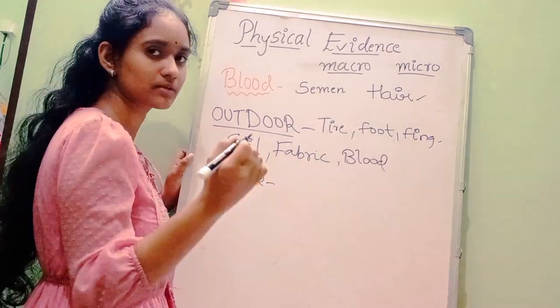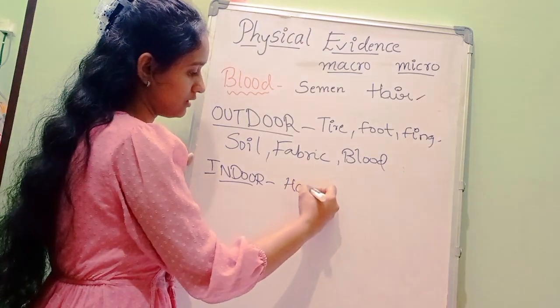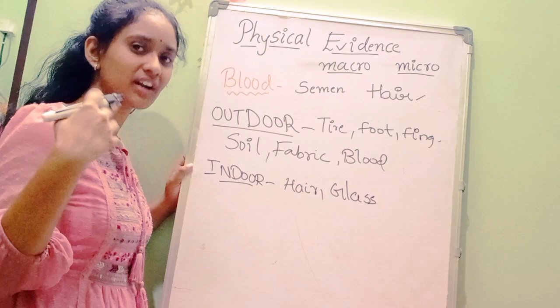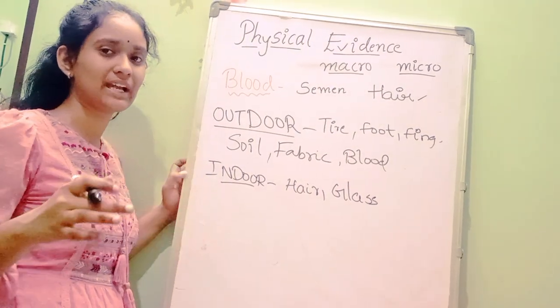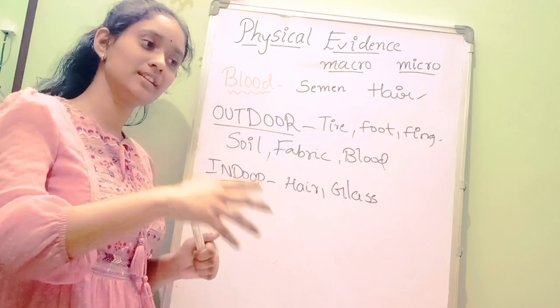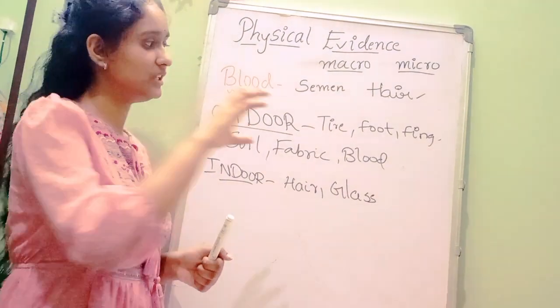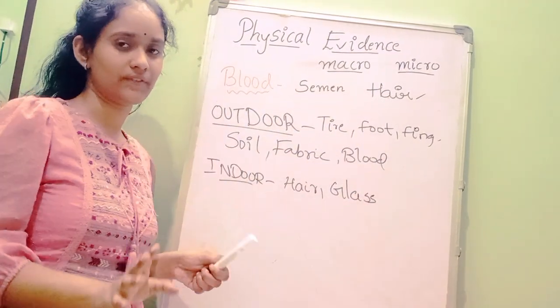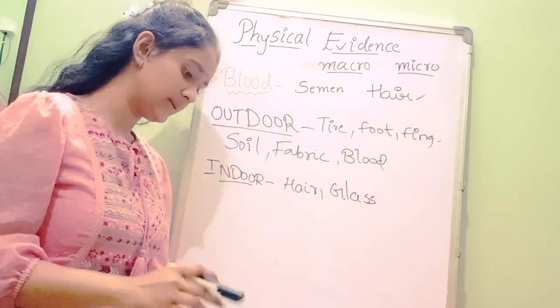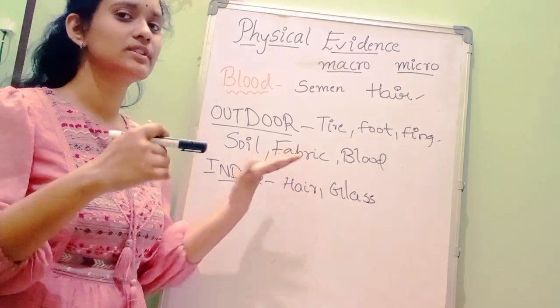scenes you can see small types of hair, glass pieces. Mostly both are the same, but depending on the crime that has taken place, we can differentiate it. So we can't say particularly that in this crime scene only these will be present and not these things. Okay, we can't say that. I'm just giving a small example like that. So this is about the physical evidences.